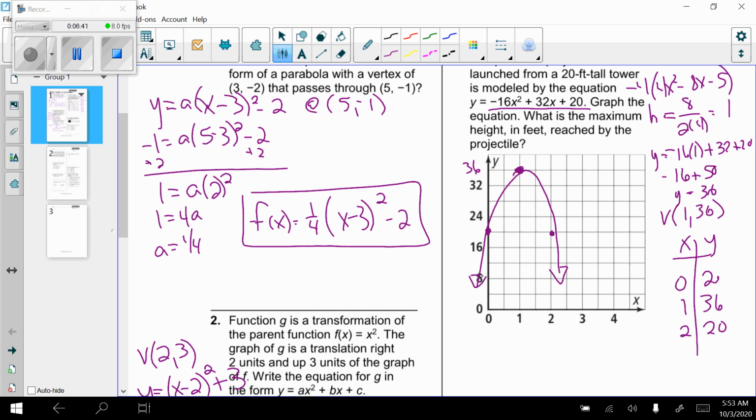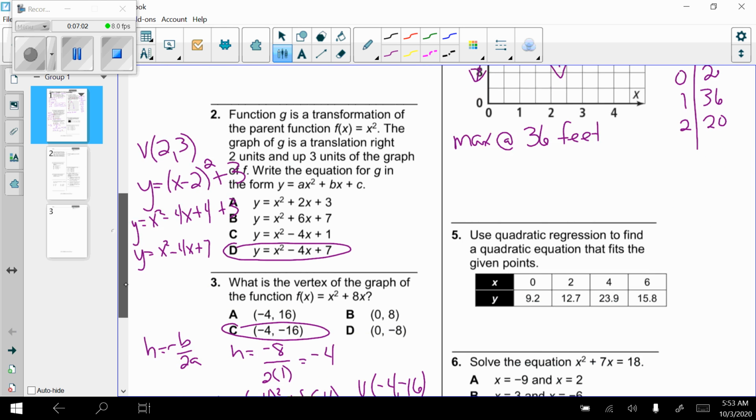And then it says, what is the maximum height in feet reached by the projectile? Remember that the maximum and minimum values are the y values of our vertex. So we can say that the max is at my vertex, the y value is 36 feet. So it reaches a maximum of 36 feet.